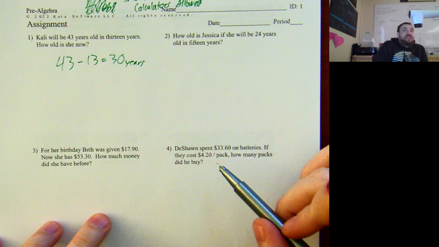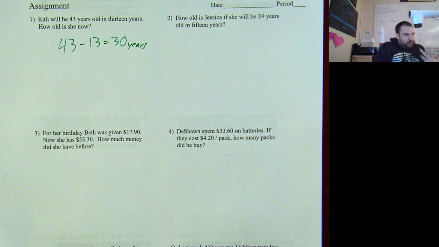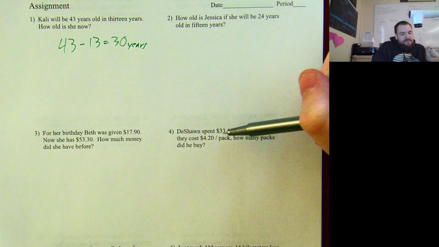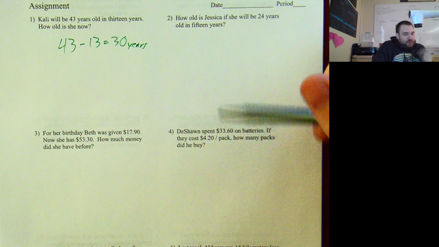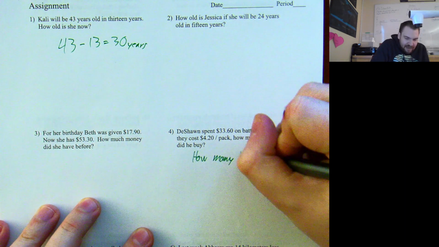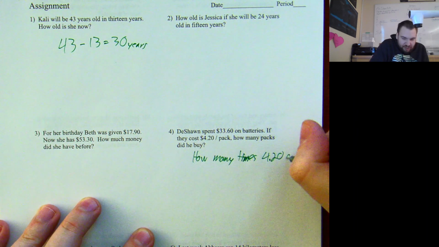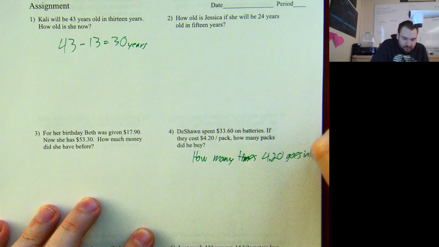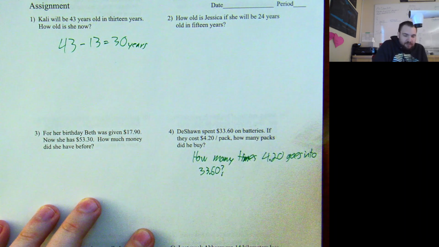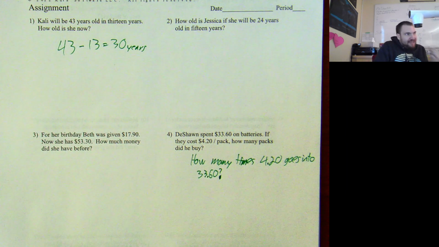When we've got a question like this, and this is where I see the struggles show up, and I don't necessarily know why that is. The thing that Danny said is what I like to hear. To figure out how many battery packs there are, what you want to do is find out how many times $4.20 goes into $33.60. We have a mathematical operator that does this.